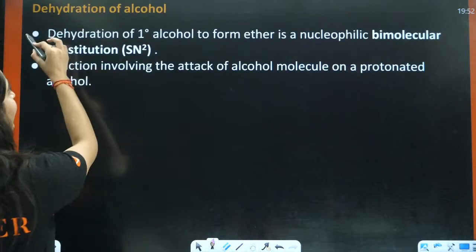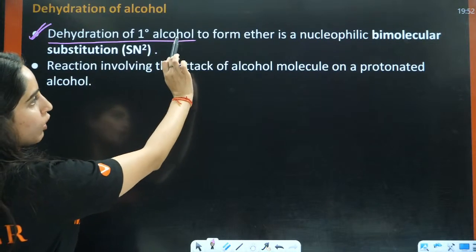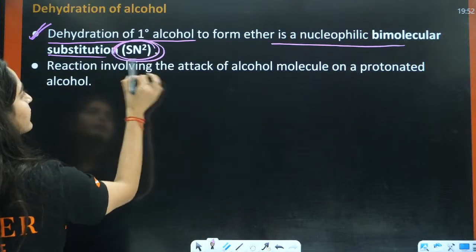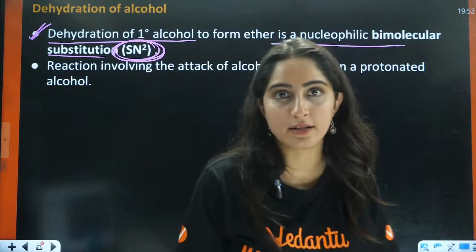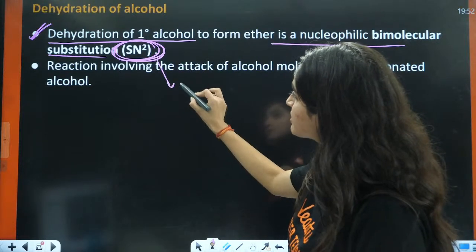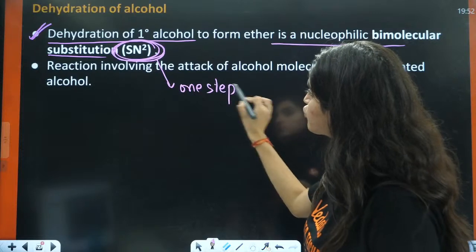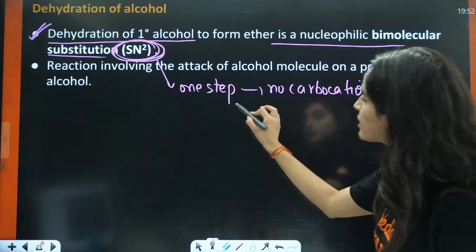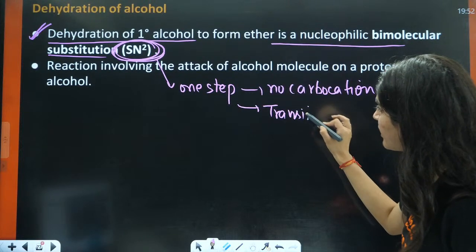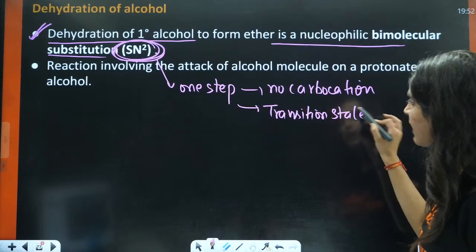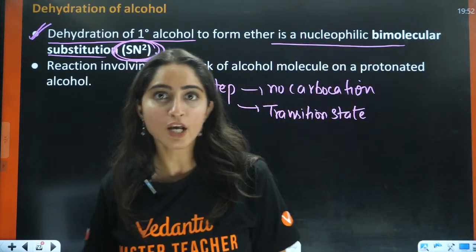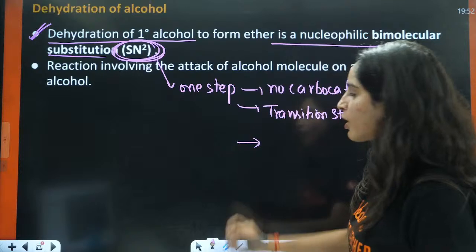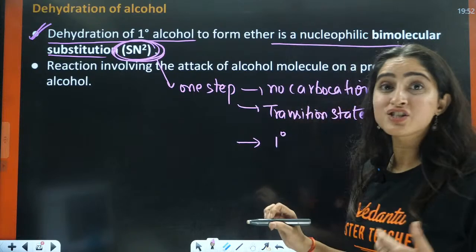Now, dehydration of 1 degree alcohol to form ether is a nucleophilic bimolecular substitution, that means SN2 substitution, right? SN2 substitution means it is in one step. There is no carbocation. There is only a transition state that is formed here. So that means there is nothing like carbocation. So it will follow which order? For 1 degree, it will follow the steric hindrance order.